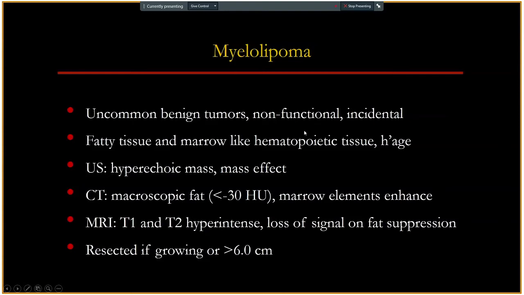On the CT, it's characterized by presence of macroscopic fat where the attenuation is less than minus 30 Hounsfield units. The marrow elements can enhance if it's a contrast enhanced CT. On MR, we find T1 and T2 hyperintensity and loss of signal on fat suppression. So since it's macroscopic fat, we are not looking at in and out of phase images, but instead we are looking at fat suppressed images and loss of signal on those images. It's typically resected if it is growing in size, or if its size is more than 6 centimeters.